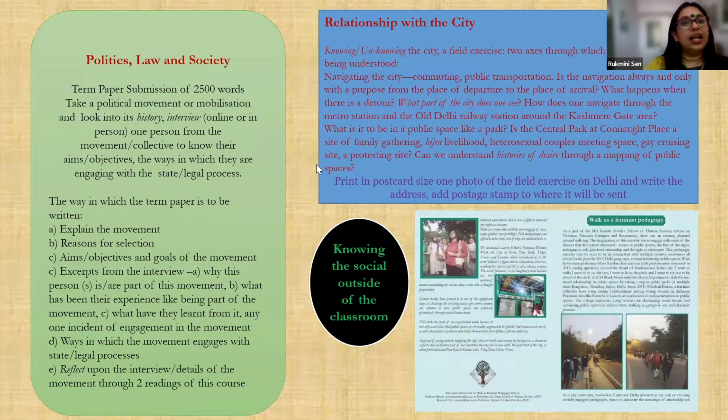A third example that I would like to give is from a course on politics, law, and society, where the students had to submit a term paper in which they had to take a particular political movement, understand its history, and interview at least one person who has been part of this movement. A very interesting question that came from students while doing this interview is, how will we interview people whom we don't know? They know what movement to take, but they do not know how to figure out who the person is that they would interview.